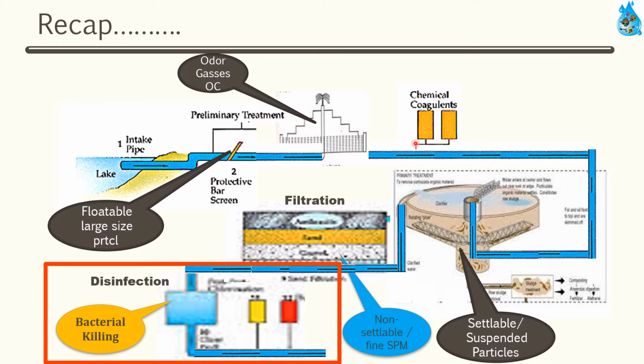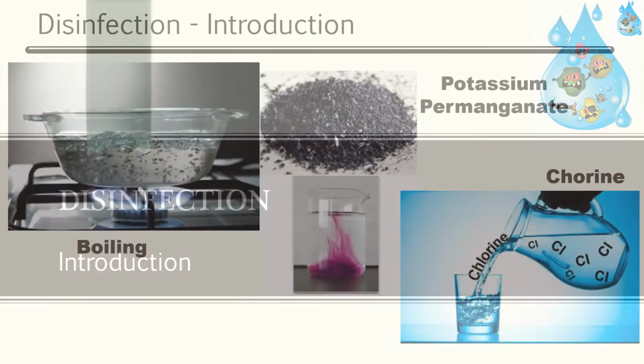Then we are going to add some chemicals which are used as coagulants for the clariflocculation process, where in this clariflocculation tank the sludge will be removed, meaning settleable suspended particles will be removed, and the supernatant will be allowed to pass through the process of filtration, and in filtration non-settleable fine suspended particulate matter will be removed. Now the process of disinfection is responsible for killing the bacteria. So in short, disinfection is nothing but killing of bacteria.